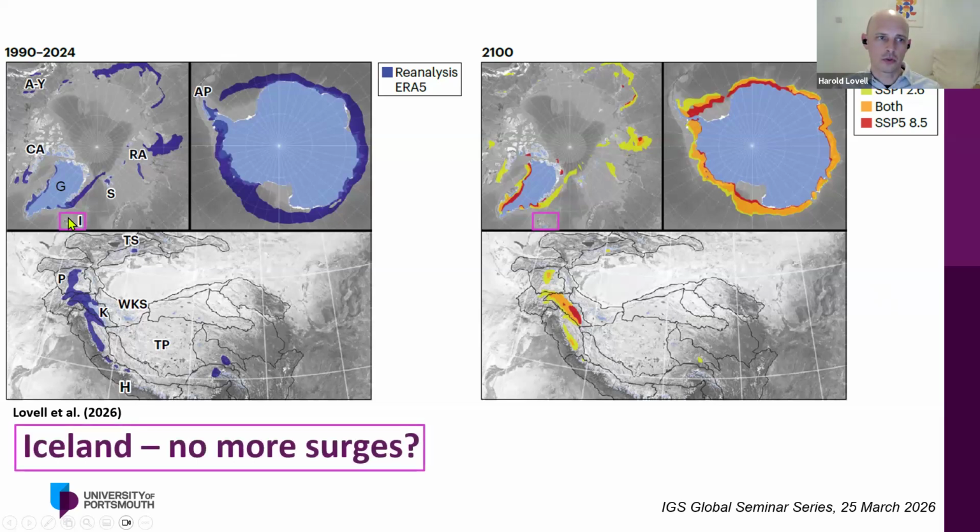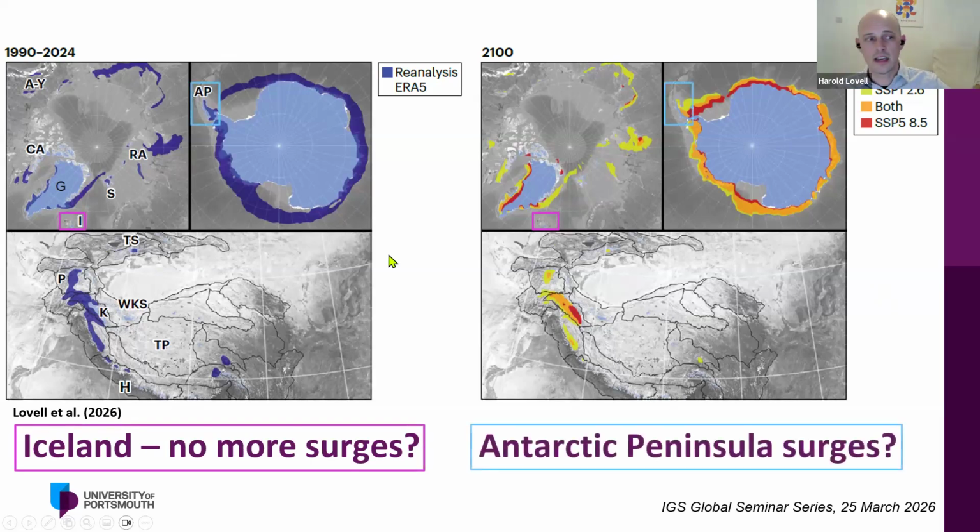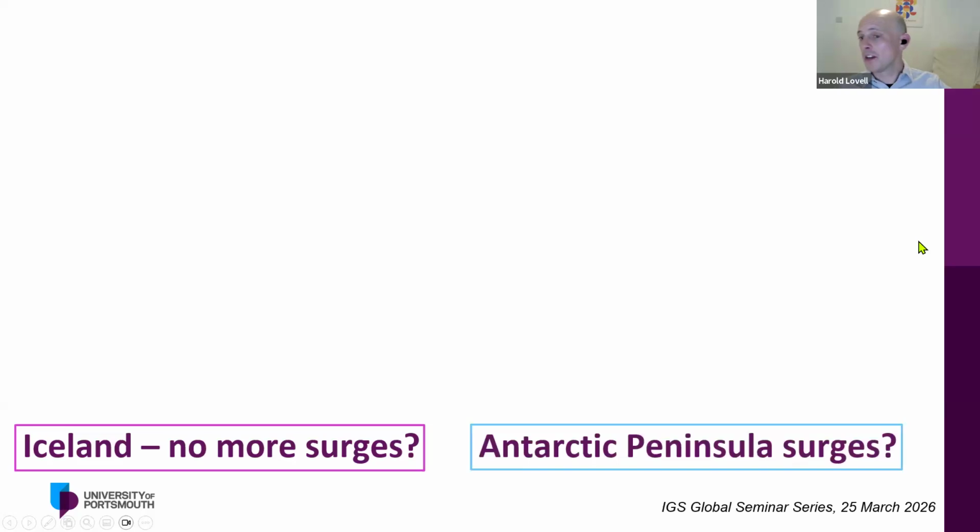So one thing that you can draw your attention to is that even in the last period, and certainly into the future period, we don't seem to have the surge climate in Iceland. So is that telling us that we're not having any more surges there? And on the other side, in the Antarctic Peninsula, in both cases, we can see that the climate that surges like to occur in is already happening and will continue into the future potentially. So it raises these two questions, and we can evaluate these very quickly.